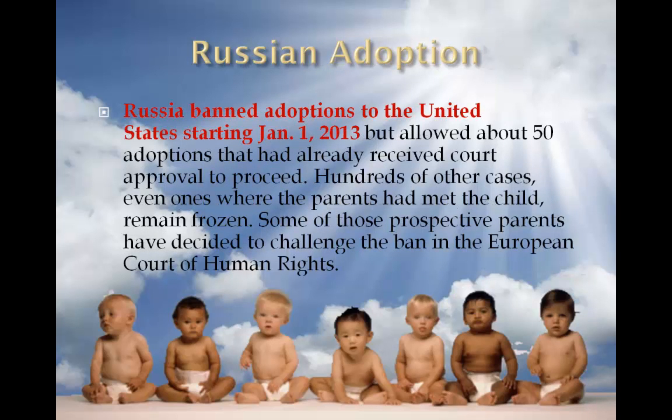22. Russian adoption. Russia banned adoptions to the United States starting January 1, 2013, but allowed about 50 adoptions that had already received court approval to proceed. Hundreds of other cases, even ones where the parents had met the child, remain frozen. Some of those prospective parents have decided to challenge the ban in the European Court of Human Rights.